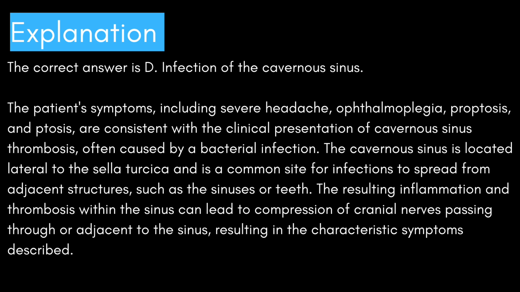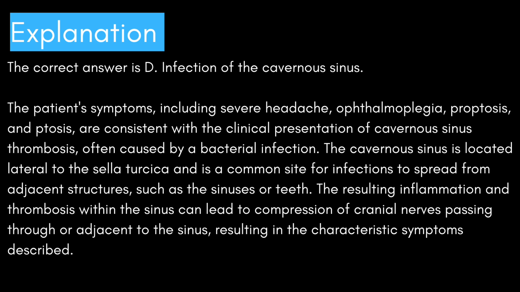The patient's symptoms, including severe headache, ophthalmoplegia, proptosis, and ptosis, are consistent with the clinical presentation of cavernous sinus thrombosis, often caused by a bacterial infection. The cavernous sinus is located lateral to the sella turcica and is a common site for infections to spread from adjacent structures, such as the sinuses or teeth. The resulting inflammation and thrombosis within the sinus can lead to compression of cranial nerves passing through or adjacent to the sinus, resulting in the characteristic symptoms described.